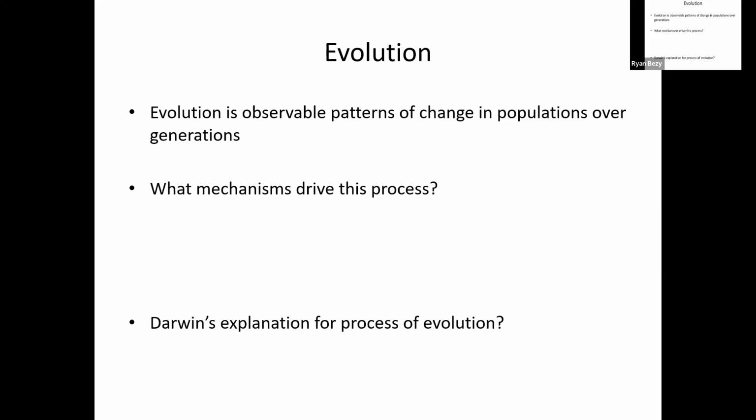What Darwin also focused in on, and what we're going to do some focusing on, is what mechanisms drive the process or cause the process of evolution, and what's going on here then as well. And what was Darwin's explanation for this process? We're then going to talk a little bit about how that has held up. Darwin's explanation for evolution has held up through experimentation time and time again.